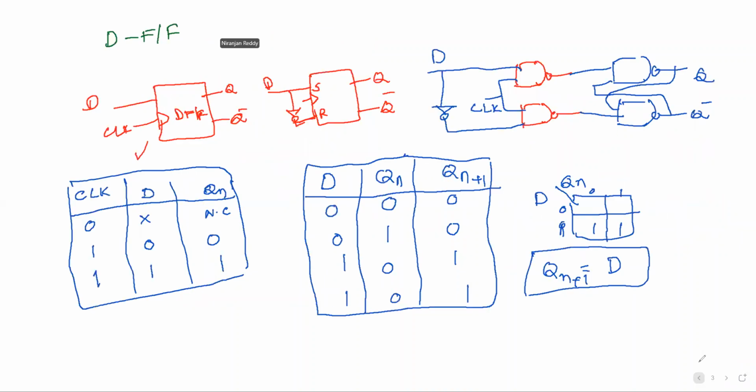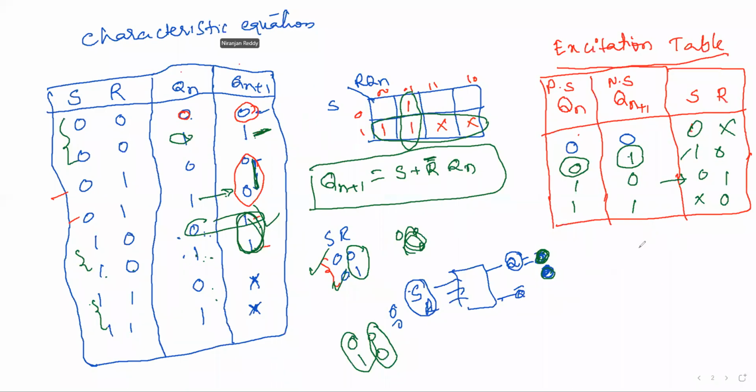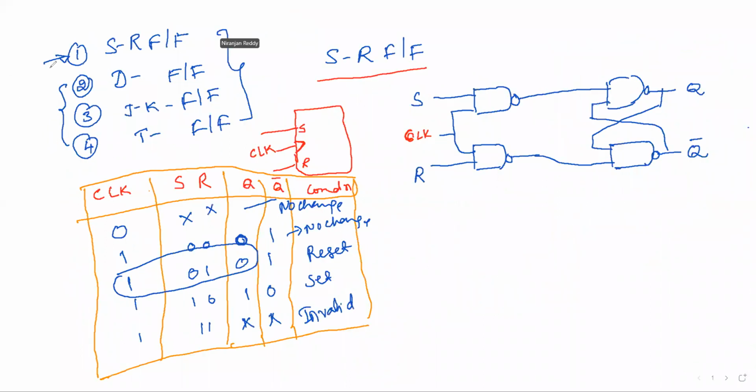This is the excitation table of SR flip flop. Okay. So these are the two things for today's class. Tomorrow I'll be going for JK flip flop and T flip flop and how it will come. Okay. Any doubts you can ask now.